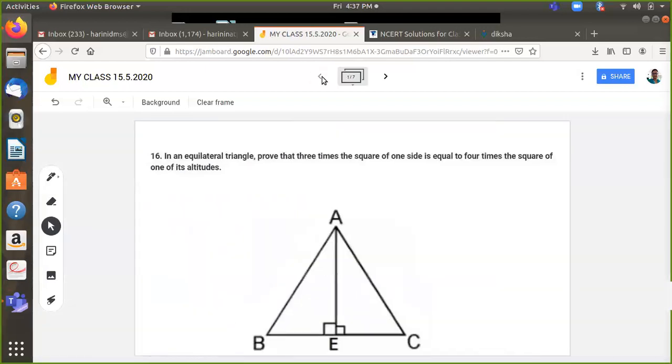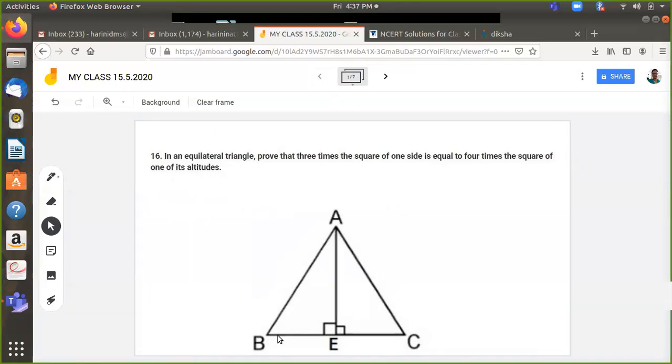Okay, this is the last one that we have to discuss. We shall quickly discuss this and complete the chapter. So in an equilateral triangle, prove that 3 times the square of one side is equal to 4 times the square of one of its altitudes.